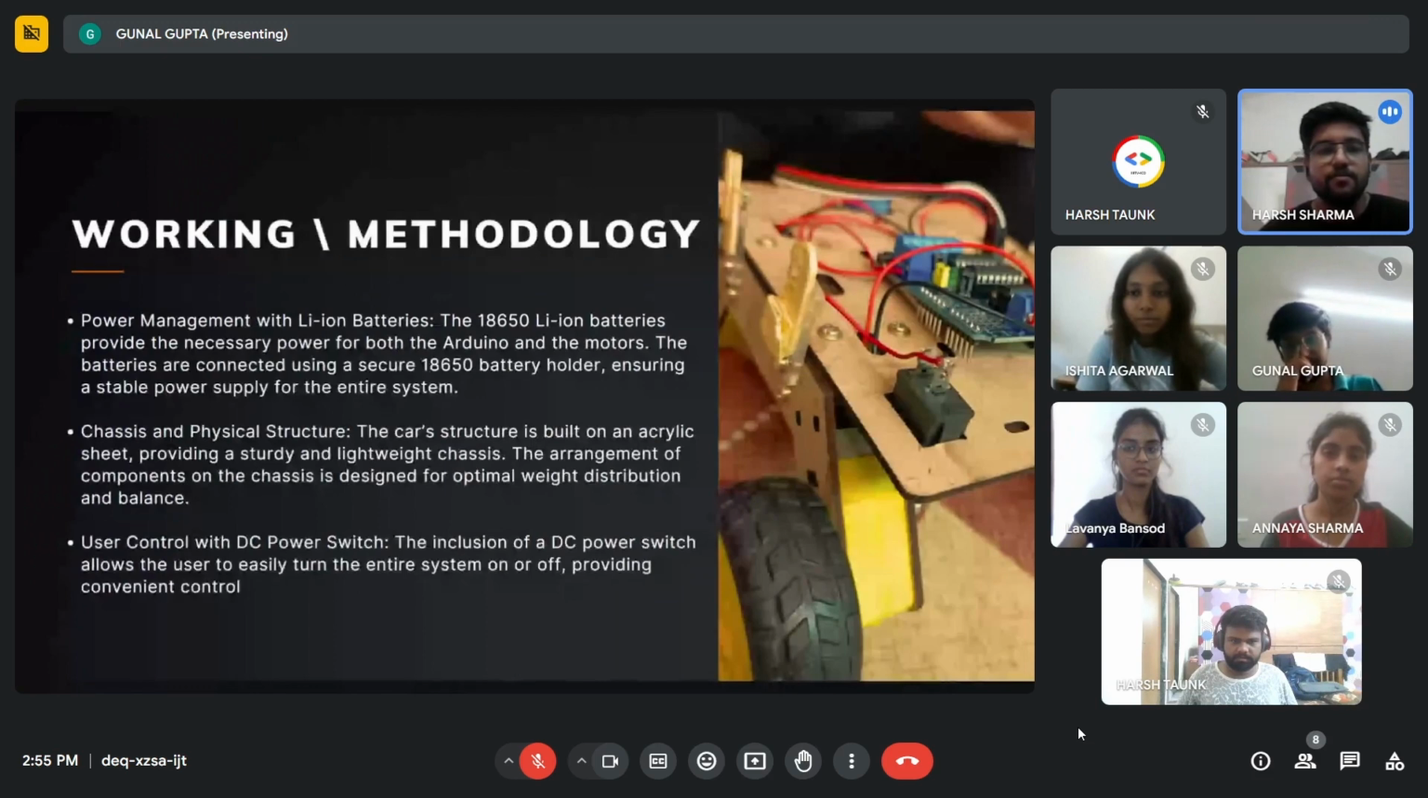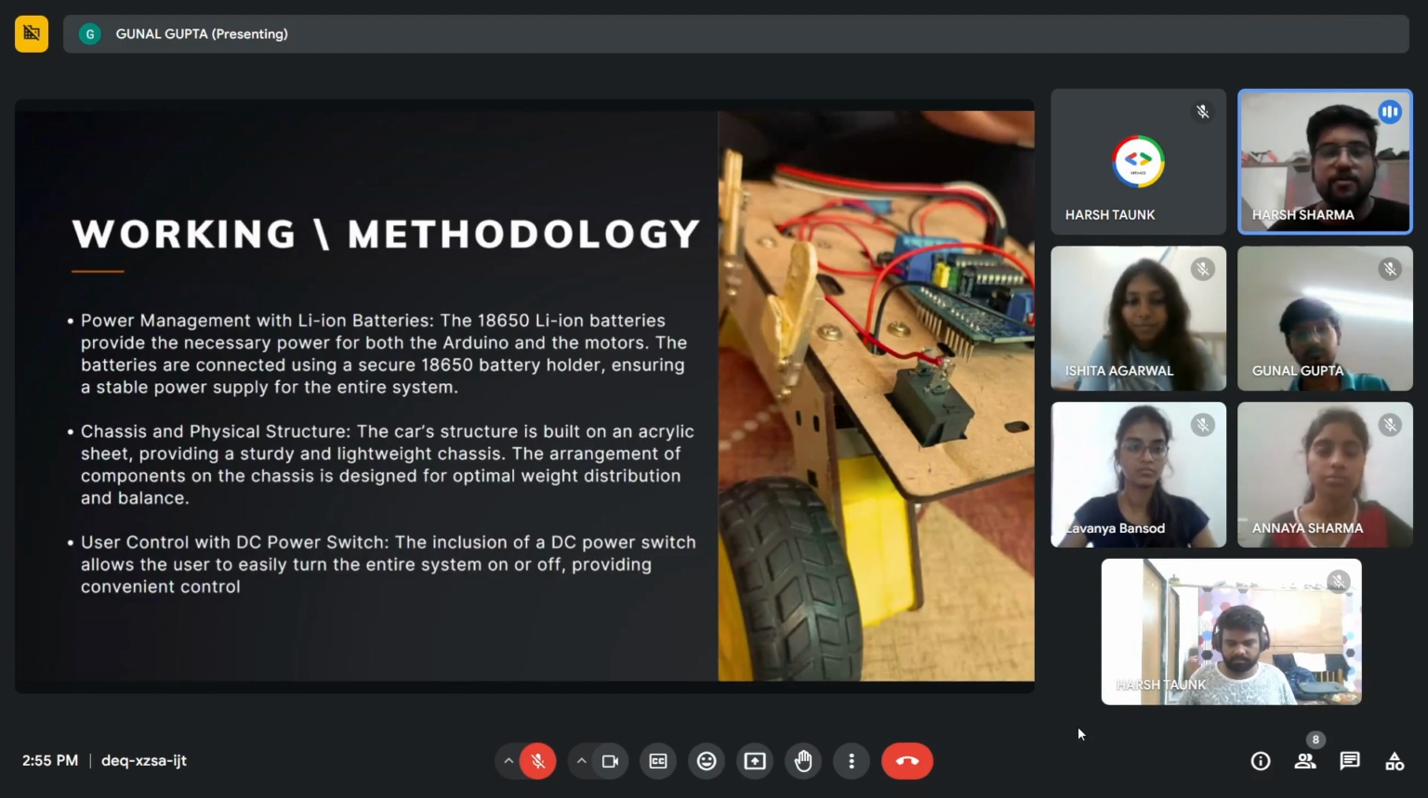So next we have the power management with lithium-ion batteries. So this is our lithium-ion batteries. The 18650 lithium-ion batteries provide the necessary power for both the Arduino and the motors. The batteries are connected using a secure 18650 battery holder, ensuring a stable power supply for the entire system.